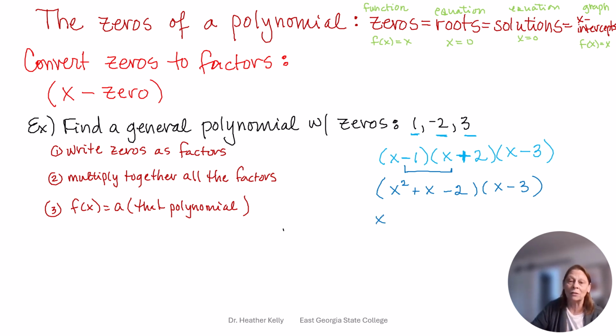So we have x squared times x is x cubed minus 3x squared. Then I'm going to pick up here, x times x is a plus x squared. I'm a stacker, so that's how I'm going to do it. And x times negative 3 is minus 3x. And then finally picking up here, negative 2 times x is a minus 2x. And a minus 2 times a minus 3 gives us a positive 6. So let's just come down here and see what we got.